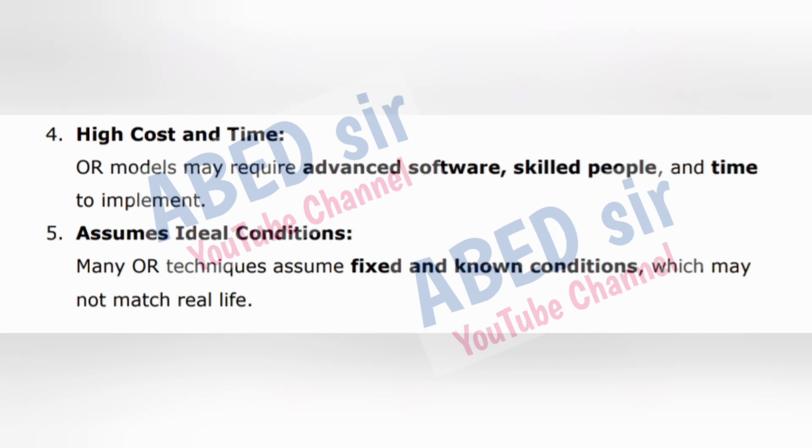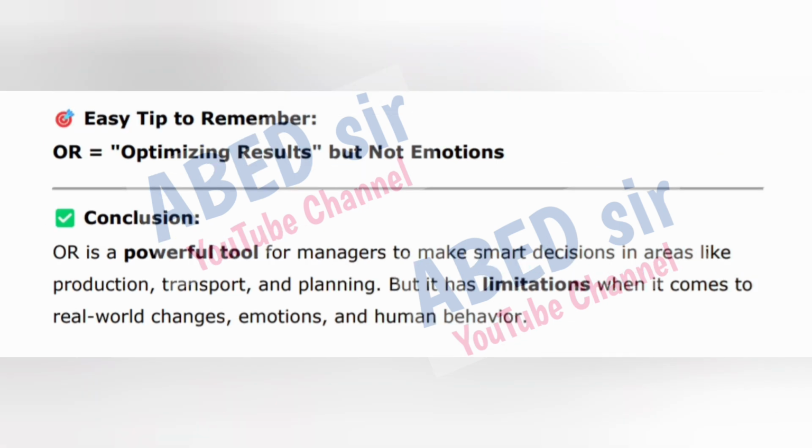4. High cost and time. OR models may require advanced software, skilled people, and time to implement. 5. Assumes ideal conditions. Many OR techniques assume fixed and known conditions, which may not match real life. Easy tip to remember. OR is equal to optimizing results, but not emotions. Conclusion. OR is a powerful tool for managers to make smart decisions in areas like production, transport, and planning. But it has limitations when it comes to real-world changes, emotions, and human behavior.